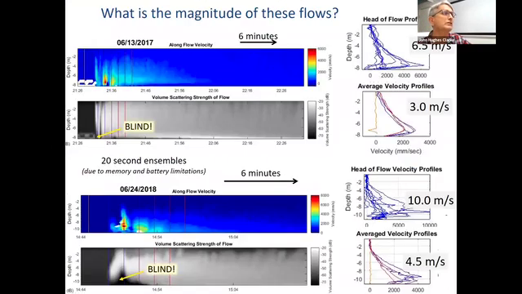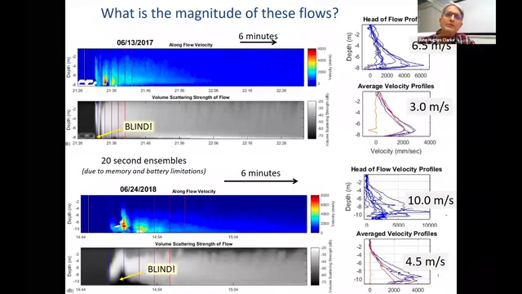So ADCPs, even the ones that we had no problems with, this is showing you a record. You're looking at about an hour's worth of data, from where the sensor was down to the seabed, in this case 10 meters below. Nothing, nothing, nothing.